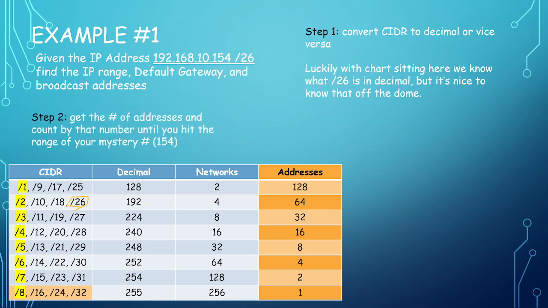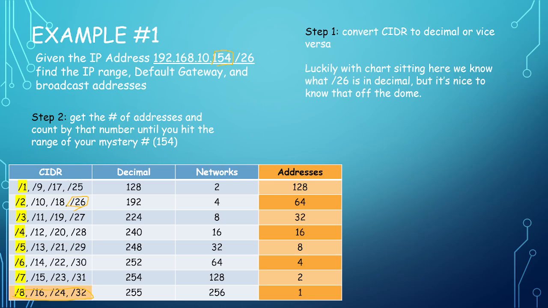Get the number of addresses and count by that number until you hit the range of your mystery number. Now, I realized since this is the 4th number on its little CIDR cheat, we know it's going to be in the 4th octet. But if you really want to think about it, you can go back to your powers of 8. You know that 26 is more than 24, and if you just know 8, 16, 24, 32, you know that 24 is your 3rd number. And since it's bigger than your third number, it's going to be in the fourth octet.